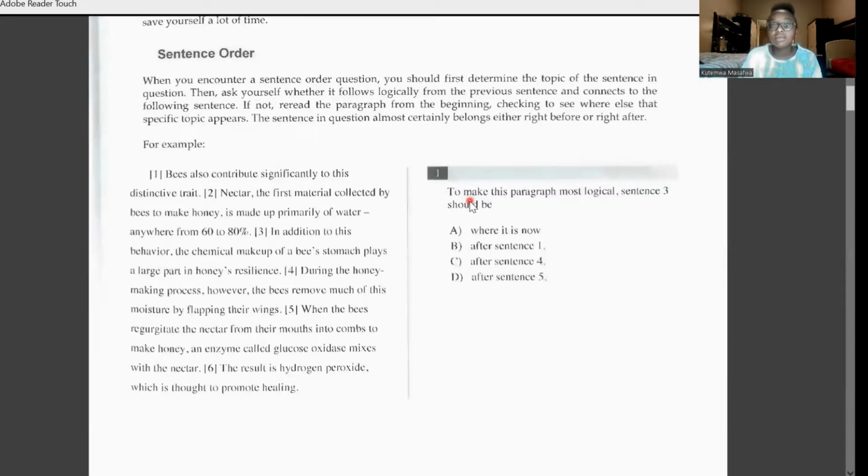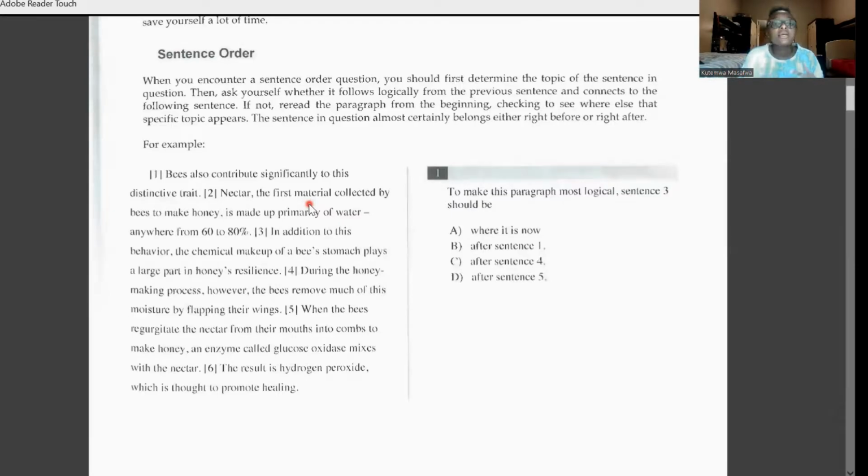So it's the same thing, except that you have to do it in a different order. So in this case, you're working backwards in a way, right? If you're told where should sentence 3 be placed, it means that you're looking at the question based on sentence 3. So the first thing that you should do is actually read sentence 3 and see what is in sentence 3. What is the topic? What is the idea in sentence 3? And then check according to the options. So where it is now, you focus on the sentence before.